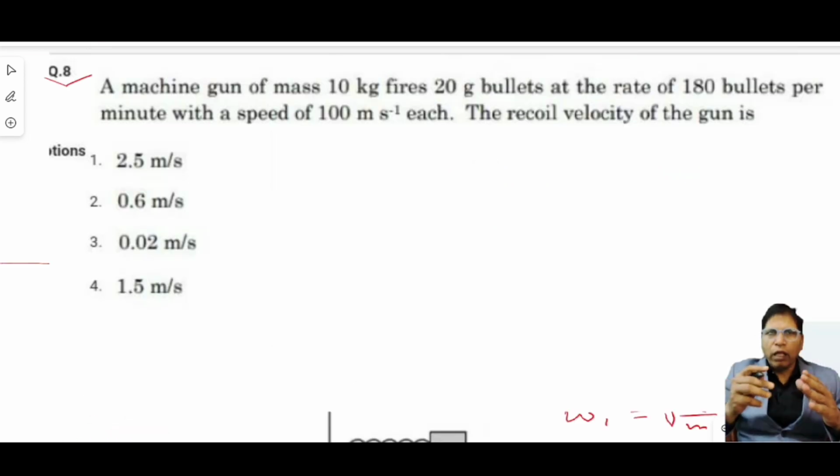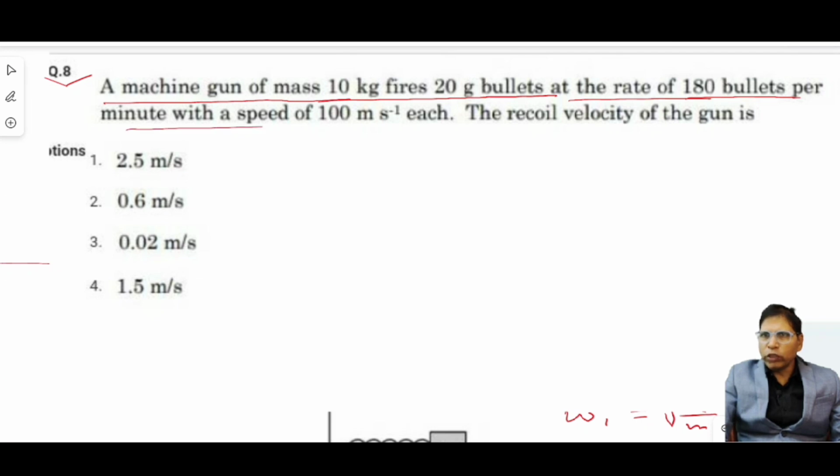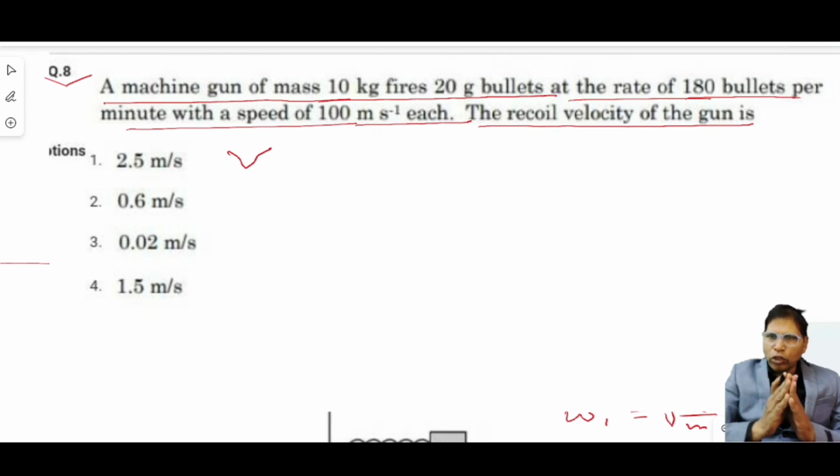Okay. Next. Now look at question number 8. A machine gun of mass 10 kg fires 20 gram bullets at the rate of 180 bullets per minute with a speed of 100 meters per second each. The recoil velocity of the gun, capital V. Look at this, if capital V is the recoil velocity of the gun, then the momentum of the gun is the mass 10 kg into V. Now we have to calculate the momentum of the bullet.